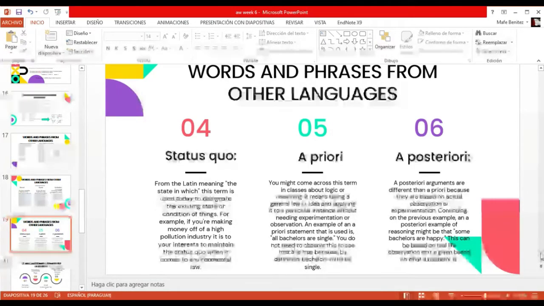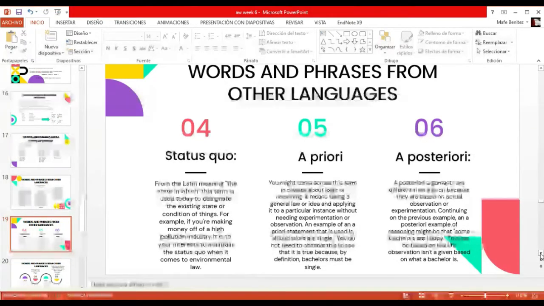You do not need to observe this to see that it is true, because by definition bachelors must be single. We also got a posteriori. A posteriori refers to arguments in which you need to observe something.